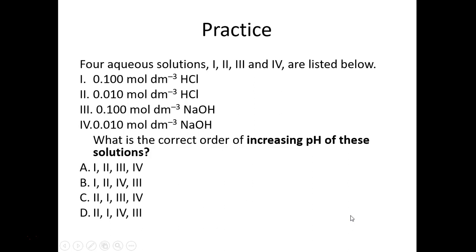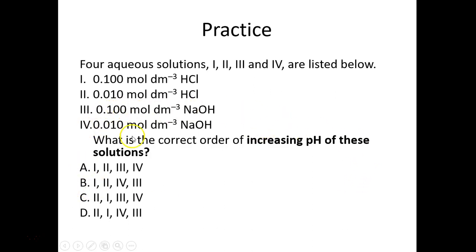Okay, this is a sample IB problem. So I want you to take a second, pause, and see if you can rank these in order of increasing pH. Okay, now we have 2 acid solutions and 2 base solutions. So 1 and 2 are acid and 3 and 4 are base. So we know that the first 2 will go first. All right, so we have to figure out which has the lowest pH. The more concentrated acid solution will have the lower pH. So we know that 1 has the lowest pH followed by 2. So we're looking at choice A or B.